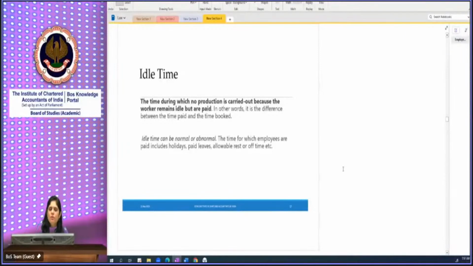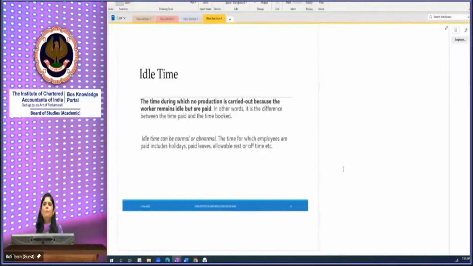Idle time: the time during which no production is carried out. Idle time means sitting idle, sitting free. So if the employee is having lunch, then again no production is taking place. If the employee is waiting because the machine is taking time to set up, then the employee is sitting idle. So idle time is when no production is carried out, but the employee is paid the salary or the wages. I'm repeating: idle time is where the employee is not working but is paid.